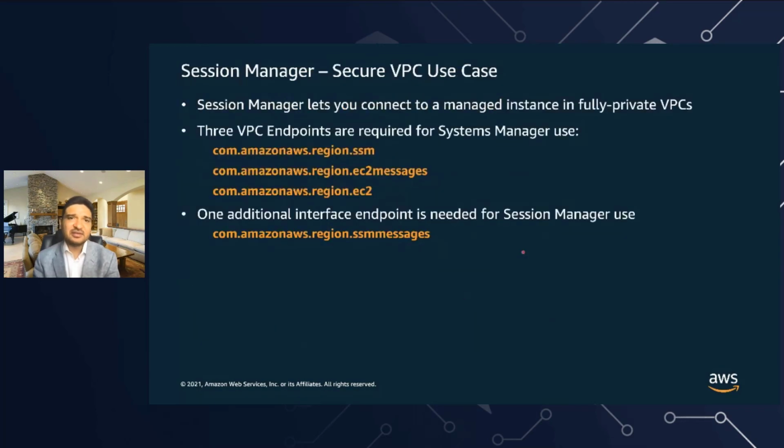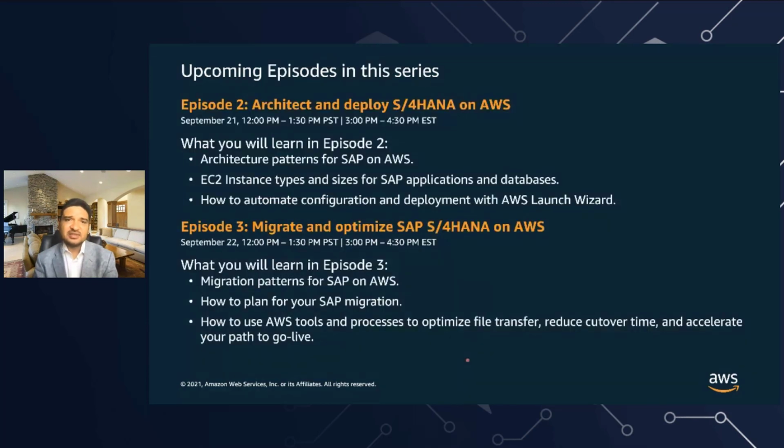Okay, so that concludes our Session Manager and EC2 manager topics. Now, in the coming days, we'll have episodes 2 and 3. So tomorrow you're going to learn more about the different architecture patterns for SAP on AWS, and this will be followed by the various instance types and sizes you can use, and how you can automate your whole configuration and deployment using Launch Wizard.